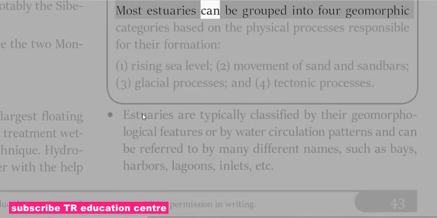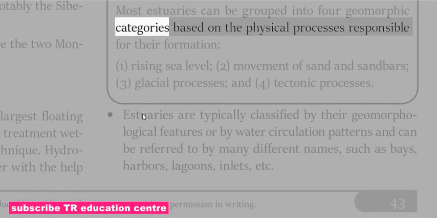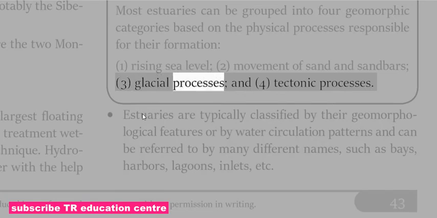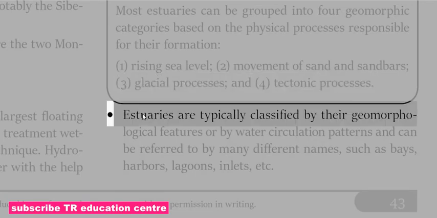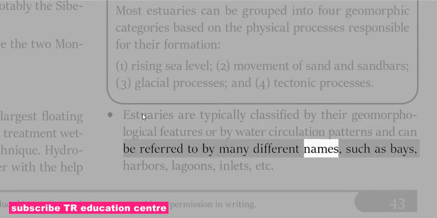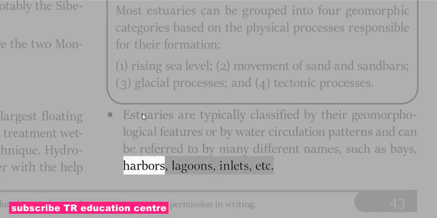Estuary formation. Most estuaries can be grouped into 4 geomorphic categories based on the physical processes responsible for their formation. 1. Rising sea level. 2. Movement of sand and sandbars. 3. Glacial processes. And 4. Tectonic processes. Estuaries are typically classified by their geomorphological features or by water circulation patterns and can be referred to by many different names, such as bays, harbors, lagoons, inlets, etc.